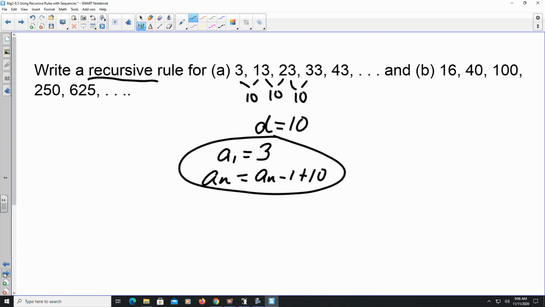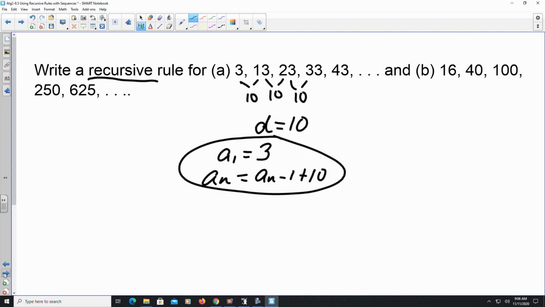Here, first thing I'm going to do is see if it has a common difference. 40 minus 16 is 24. 100 minus 40 is 60. All right, so it doesn't have a common difference. Let's see if it has a common ratio.